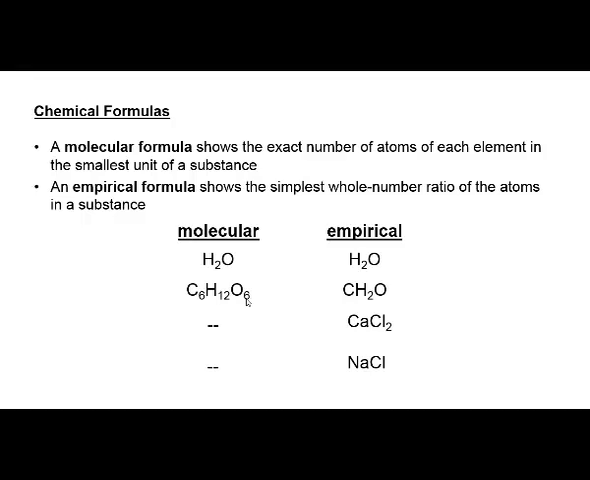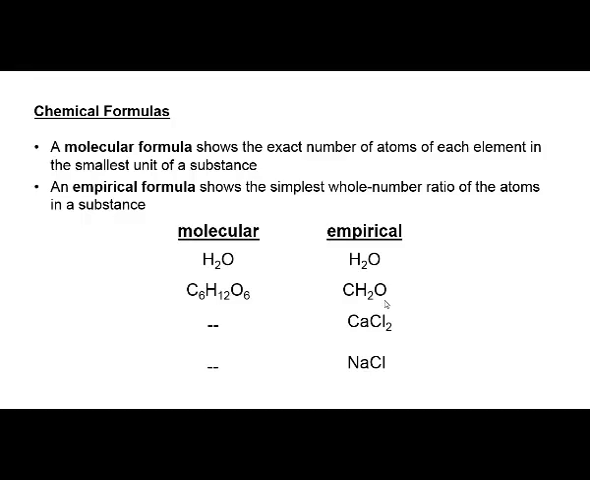If I simplify that ratio to the lowest set of whole numbers, I'm going to get a 1 to 2 to 1 ratio. So my empirical formula would be C1H2O1, and we exclude the ones if we don't show a subscript after the atom symbol. We indicate that we only have one of that atom present.